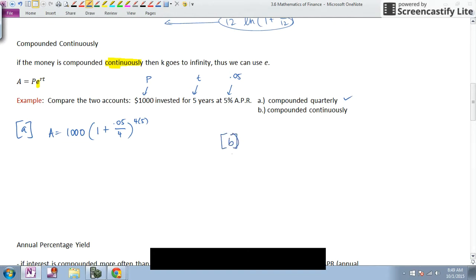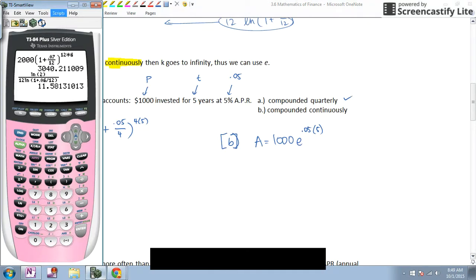So B is compounded continuously. The amount is equal to the principal, 1,000, Euler's number to the 5% for 5 years. And so that will give me the amount from Wells Fargo or whoever I said it was.